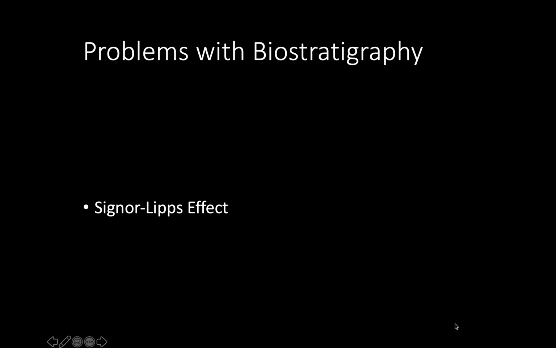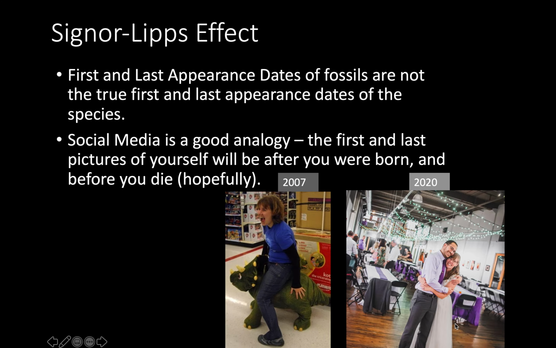The Signor-Lipps effect. This is a really cool one. Essentially, the idea is that first and last appearance dates of fossils are not the true first and last appearances of the species. As you can imagine, the fossil record is vast, but it is also vastly incomplete, meaning the chances that the trilobite you found is the last surviving specimen of its species is exceedingly rare, and frankly, you and I will never know if that's the truth.